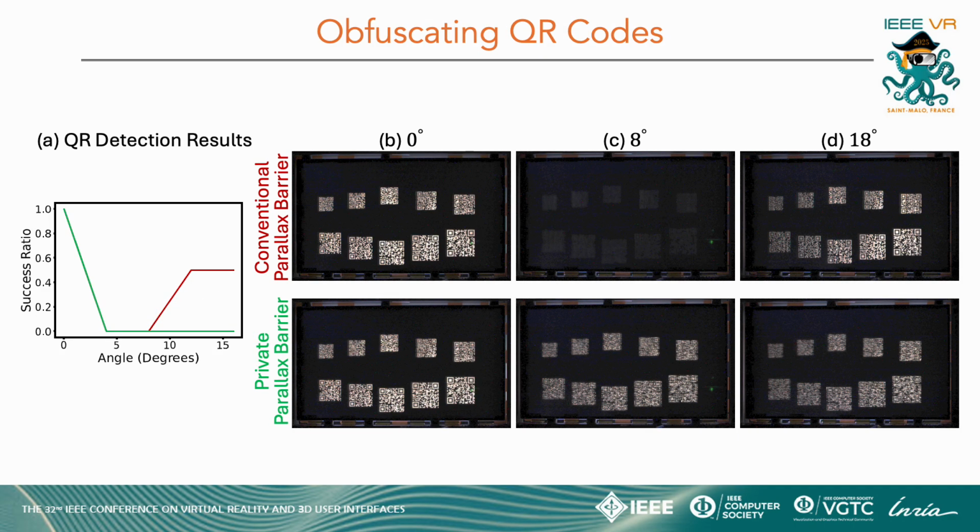In addition to obscuring text, the scrambling of high-frequency information effectively obfuscates other content, such as QR codes. With the conventional parallax barrier, the success ratio for decoding QR codes increases again at 12 degrees due to repeated views. In contrast, with our proposed private parallax barrier, the success ratio remains low for viewing angles greater than 4 degrees. This ensures that bystanders are unable to scan sensitive QR codes, such as those used for friending or payment.